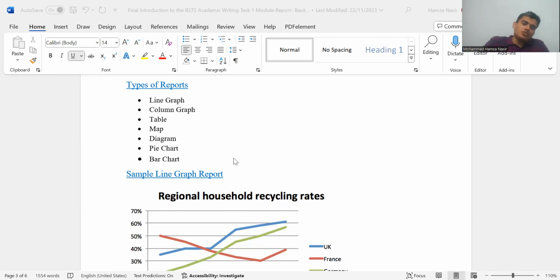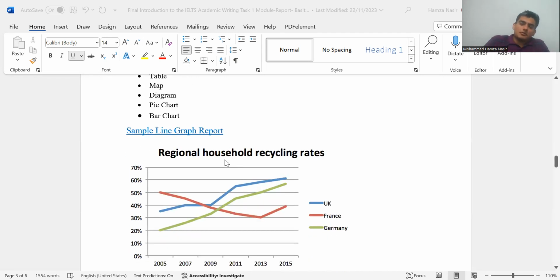So the very first thing is, ladies and gentlemen, you do understand what a line graph report looks like. As you can see in front of you on the screen, this is what it looks like. Obviously, there's a graph. There's an x-axis. In this case, the x-axis represents the time. You have different years, 2005, 2007, 9, 11, 13, 15. And on the y-axis, you have percentages that correspond to the regional household recycling rates.